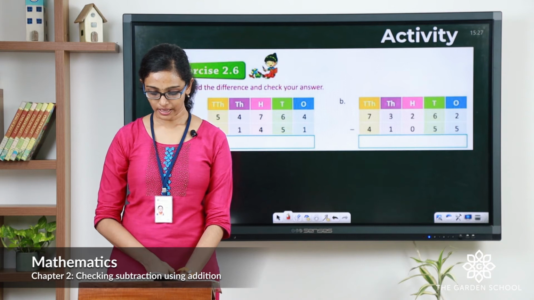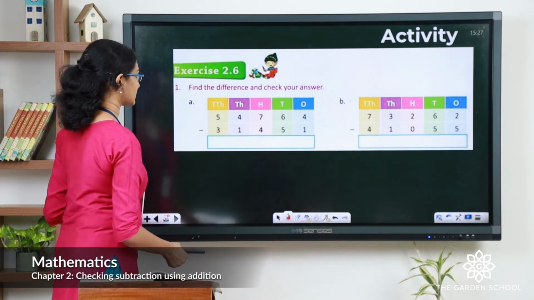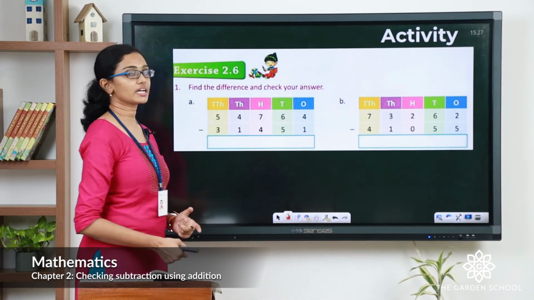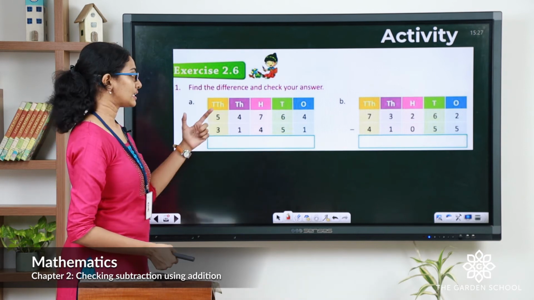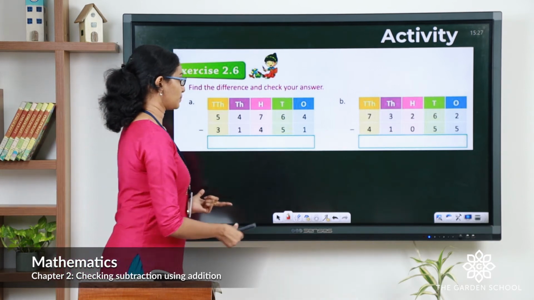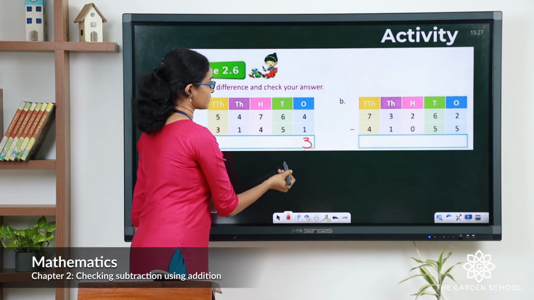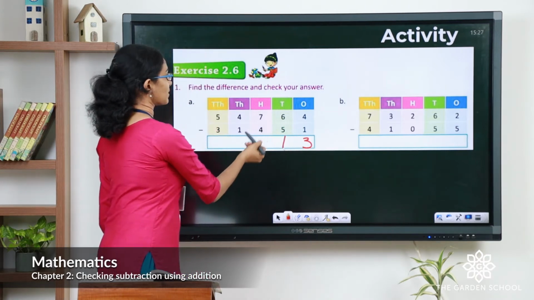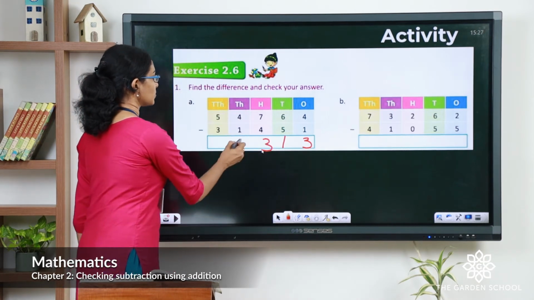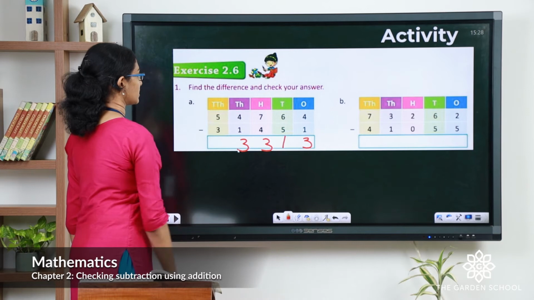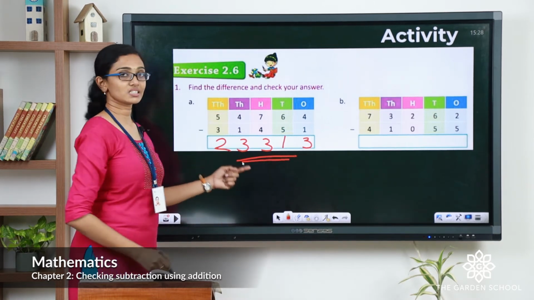So question number 1, find the difference and check your answer. The first question, 54,764 minus 31,451. Let's start subtracting these two numbers. So 4 minus 1 is equal to 3. 6 minus 5 is equal to 1. 7 minus 4 is equal to 3. 4 minus 1 is equal to 3. 5 minus 3 is equal to 2. So this is the difference.